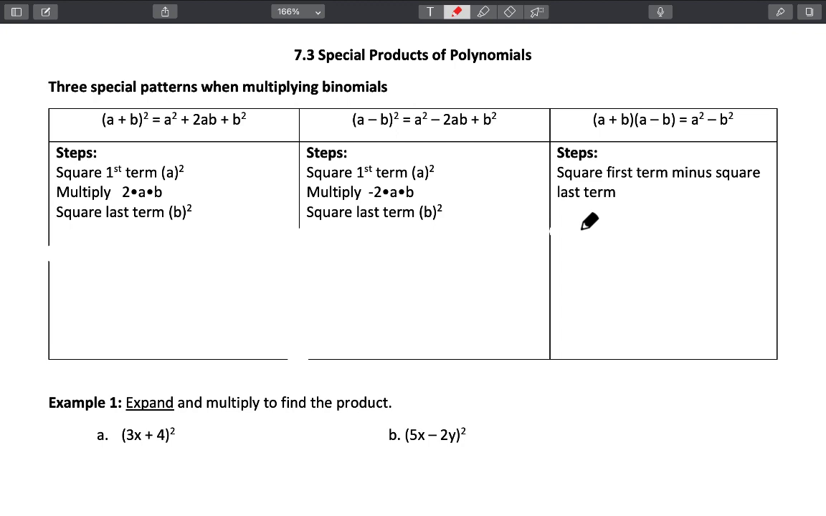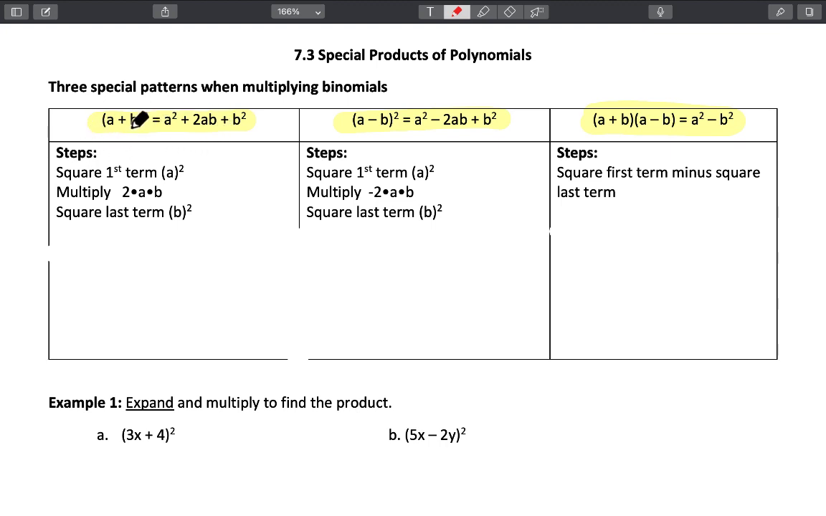Chapter 7.3. Today we're looking at special products of polynomials. There are a few special patterns that arise when we multiply a couple of types of binomials specifically. These three patterns across the top of this little table are worth noting. This first one is the sum of perfect squares, a plus b squared.